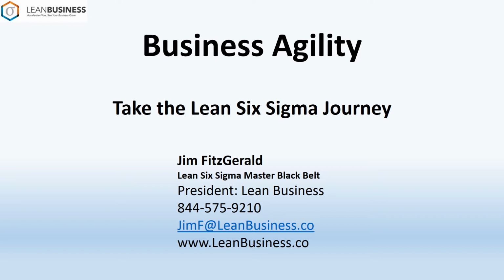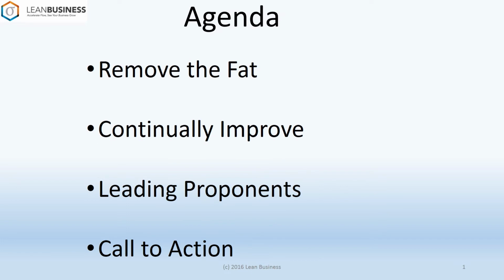Now, let's go to the agenda that talks about how you can make your business agile. You become agile by removing the fat in your organization. Then you maintain your agility by continually improving. I'm going to go over some of the leading companies that you've heard of that have gone down this route, and then we'll talk about a call to action.